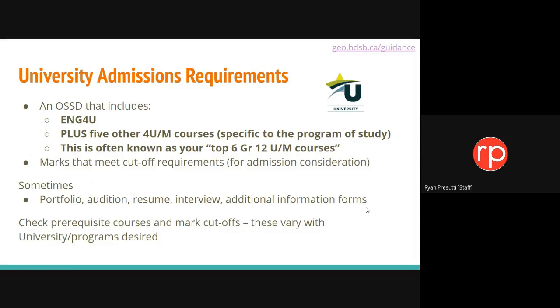It's important that you check the prerequisite courses and those mark cutoffs because they absolutely will vary by university and program. So for instance, the Queen's University Kinesiology has very, very specific courses that you need in order to get into that program at that school, but Western's kinesiology, McMaster's kinesiology, etc., might have different prerequisites instead. So it's important that you check those.